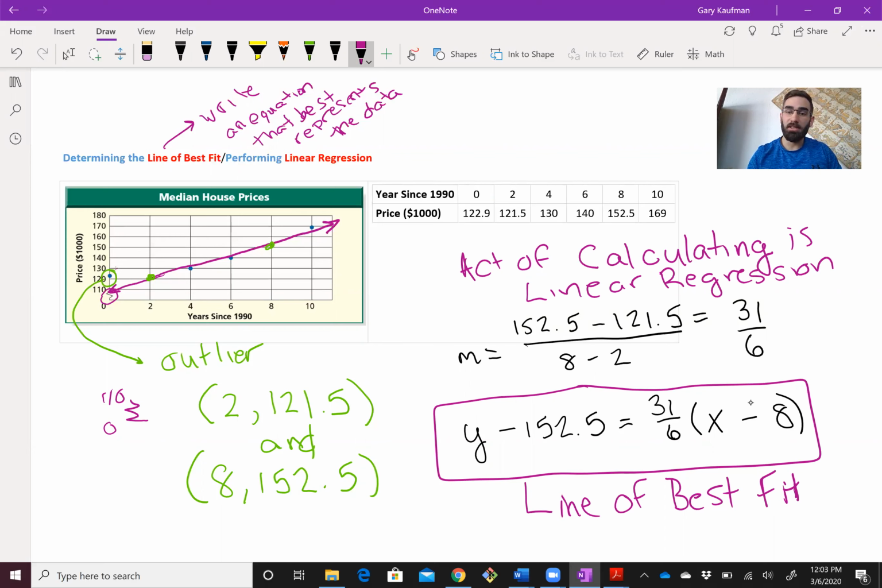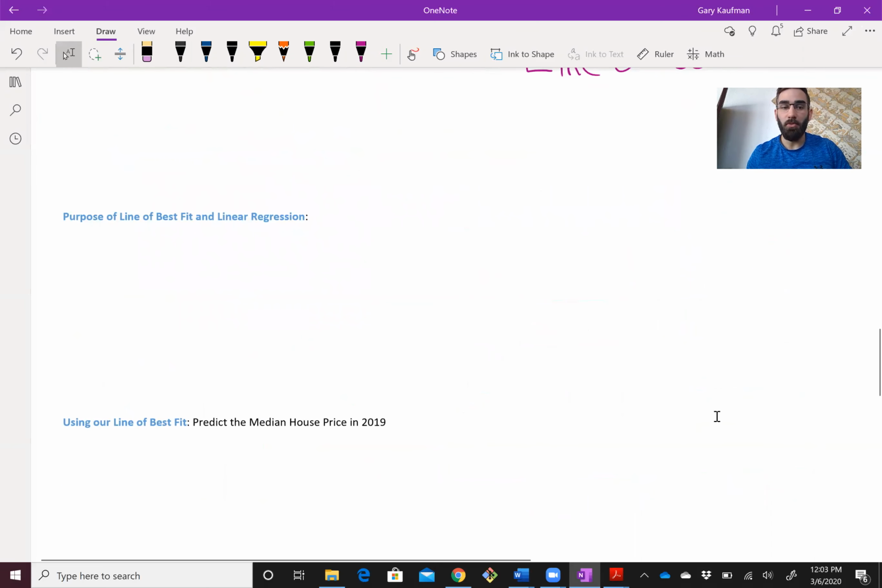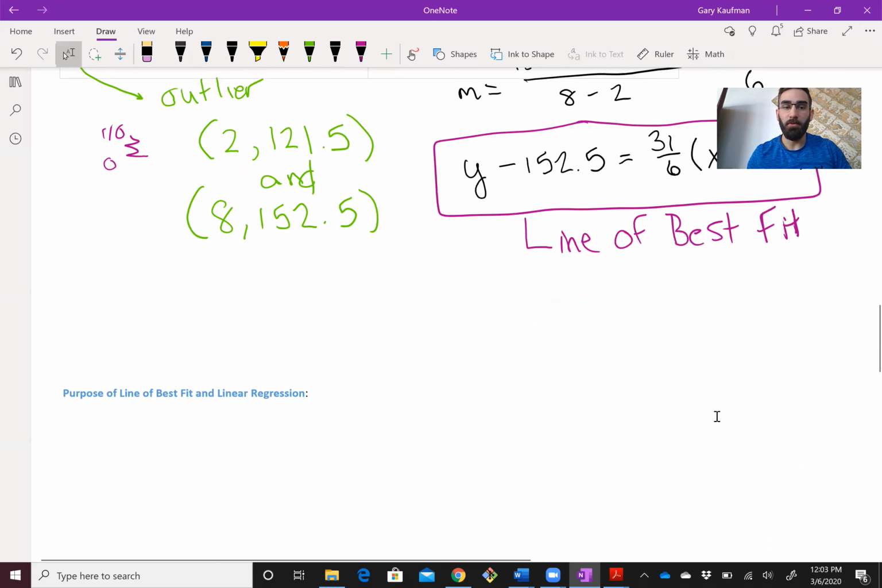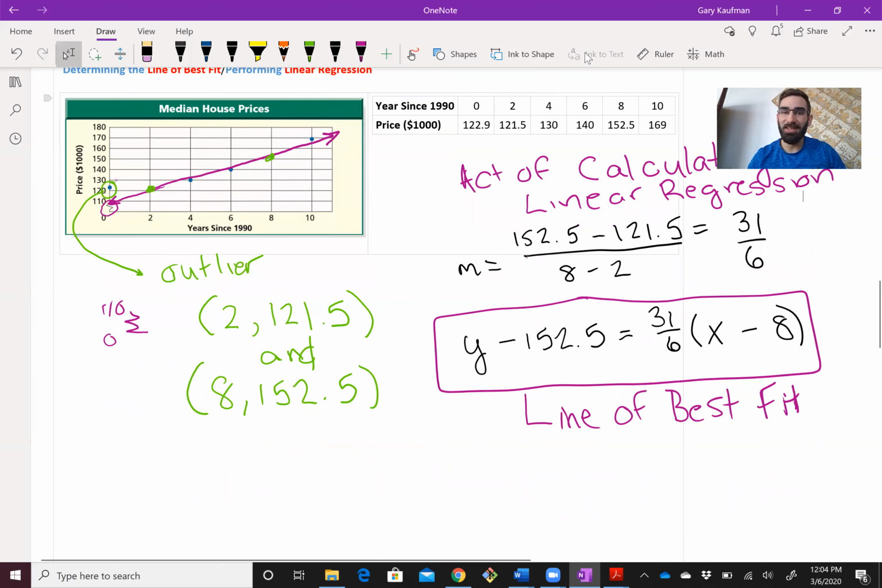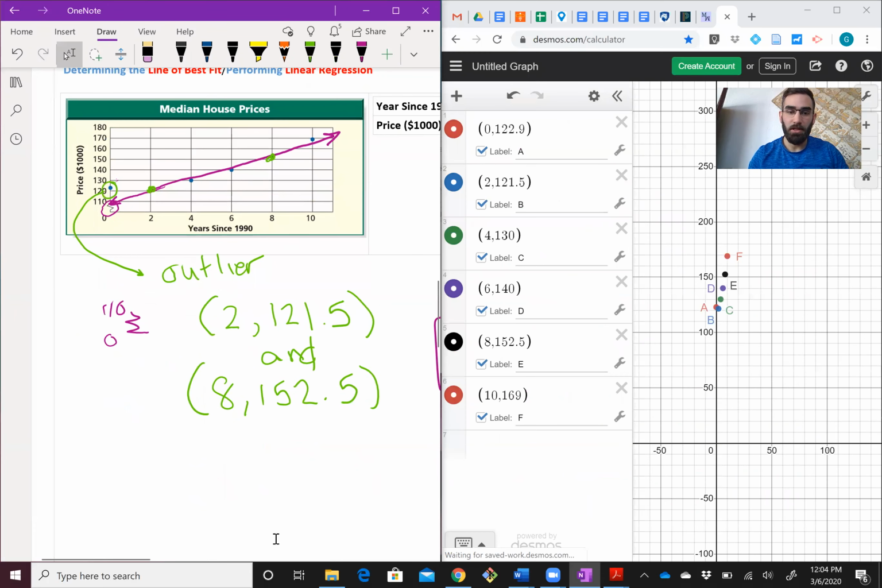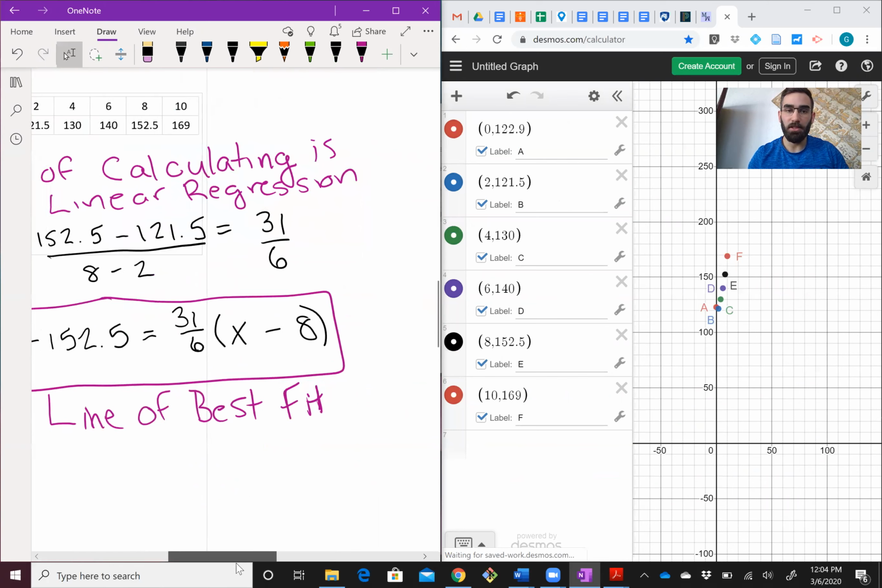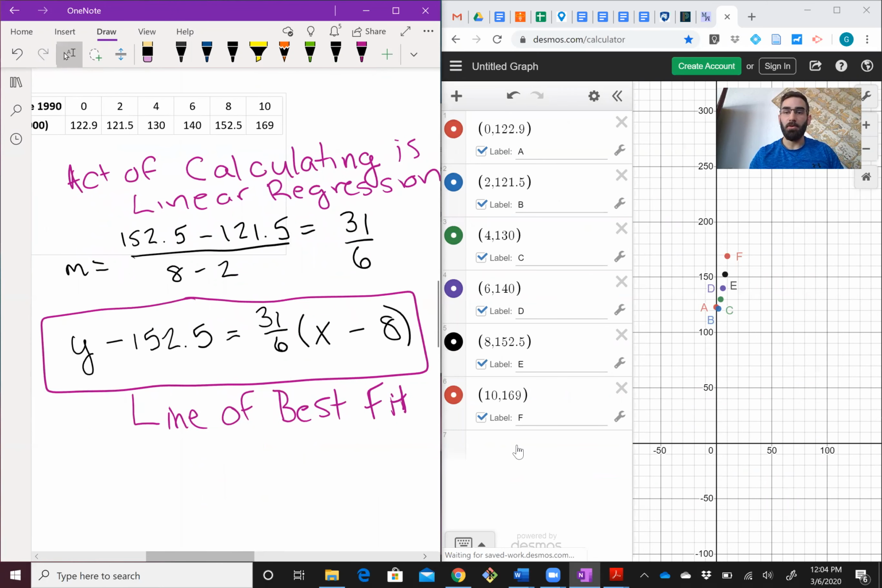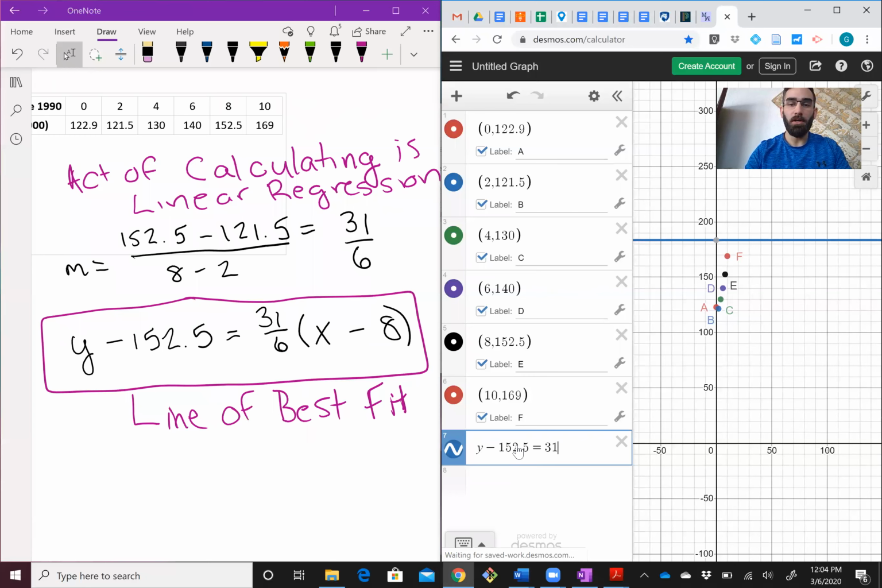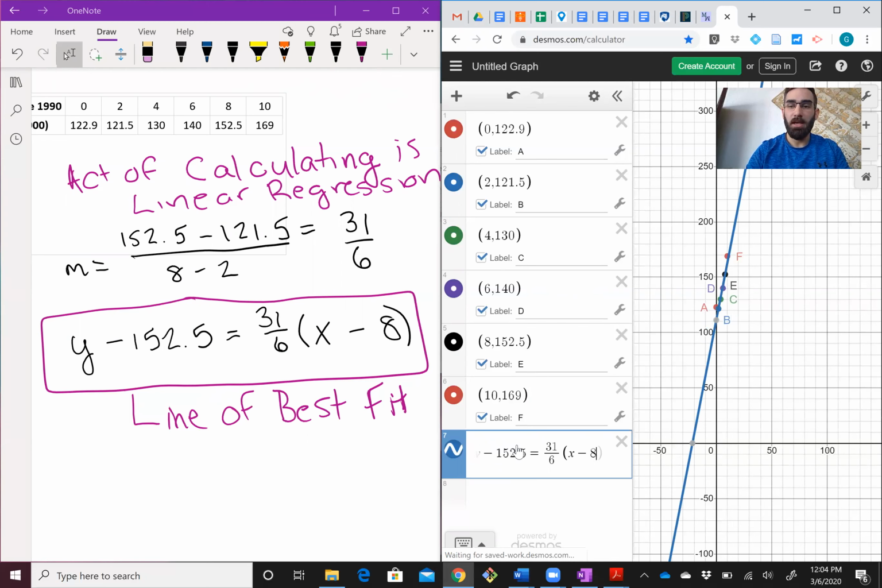Okay, so here's the next thing that I want you to do. And we're going to do this together in a moment. Before I go on, we're going to put this into Desmos. Now, this is going to be a little tricky for a second, so you need to follow carefully. I'm going to my next ordered pair. I'm just going to start typing y minus 152.5 equals 31 divided by 6, x minus 8. So look at that, passing all of our data.